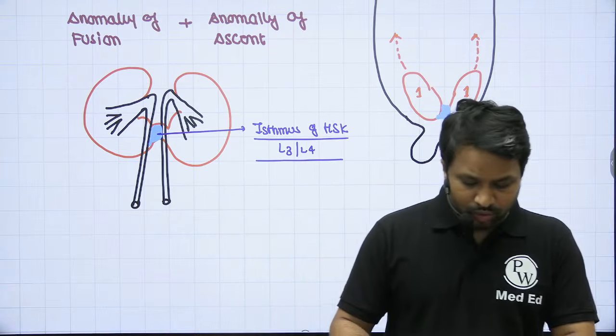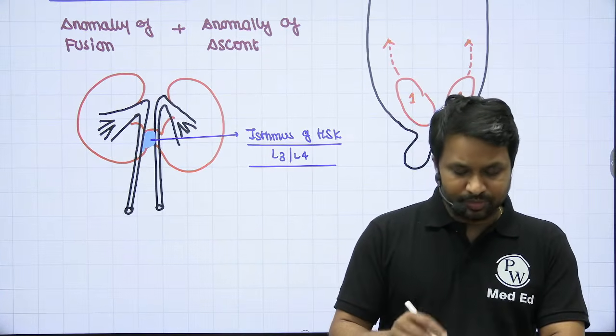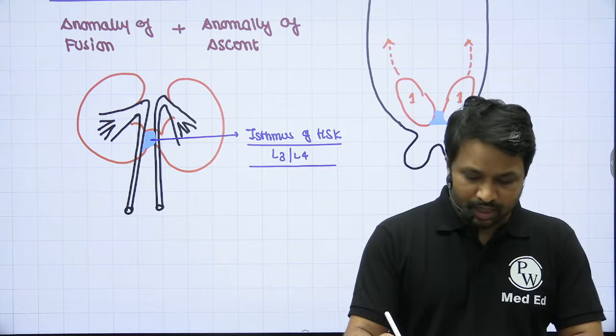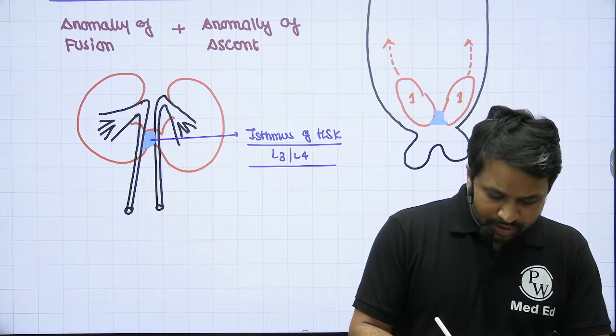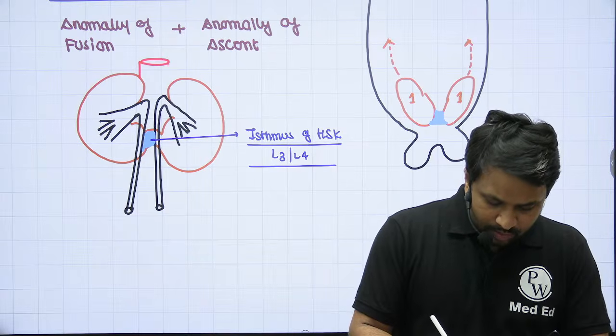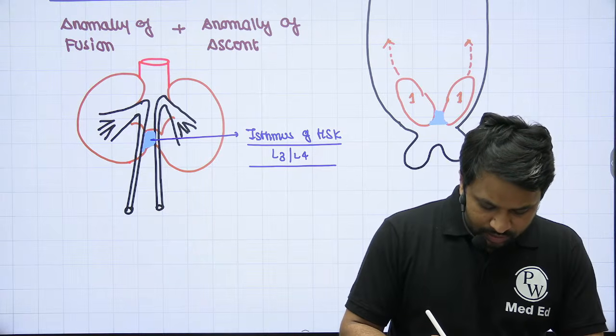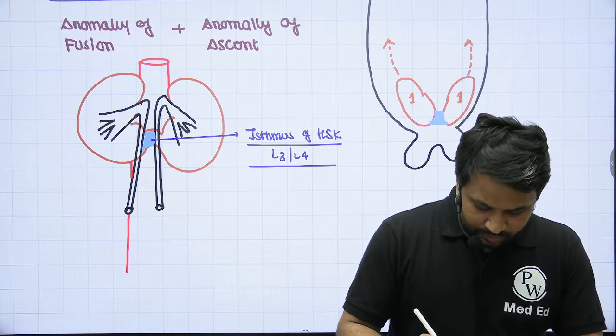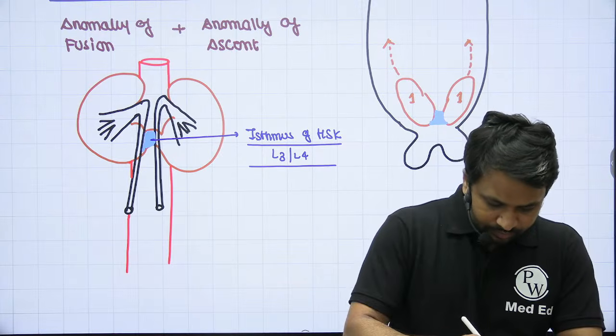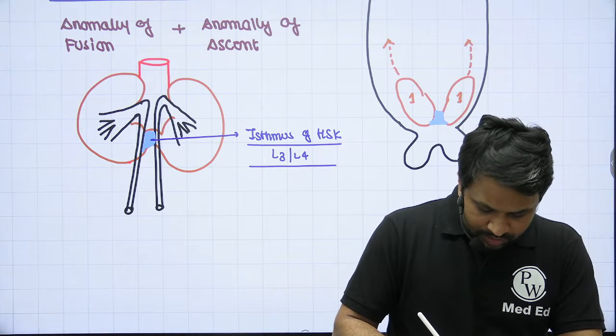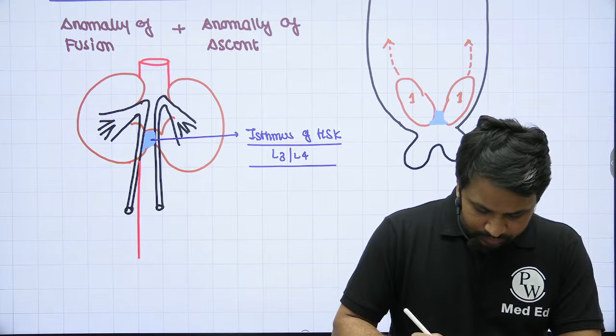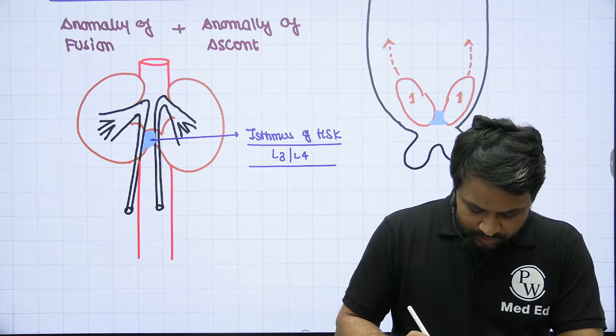Now they'll ask you, we all understand the anomaly of fusion is because there is a close proximity. Why is there anomaly of fusion? So you need to understand that this is the aorta which is running behind the kidney. This is the orientation of the aorta, which is running behind the kidney.